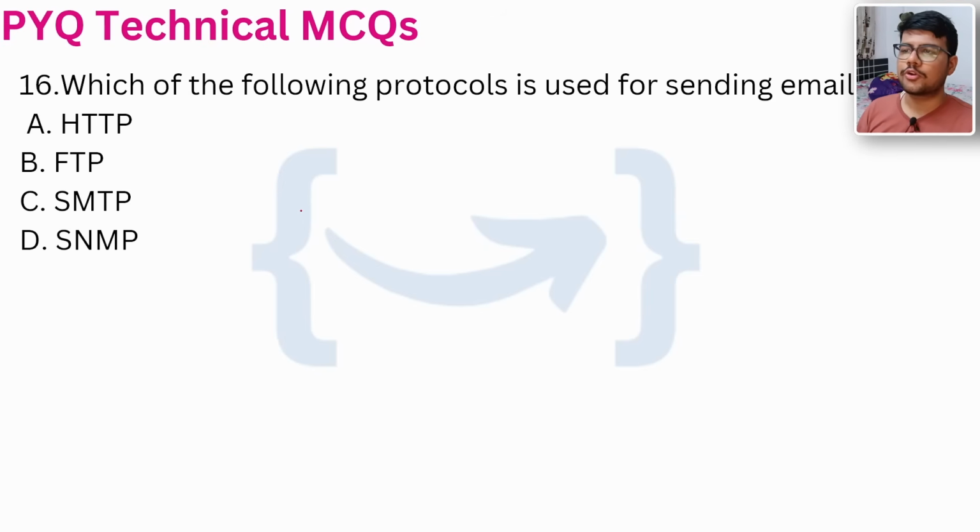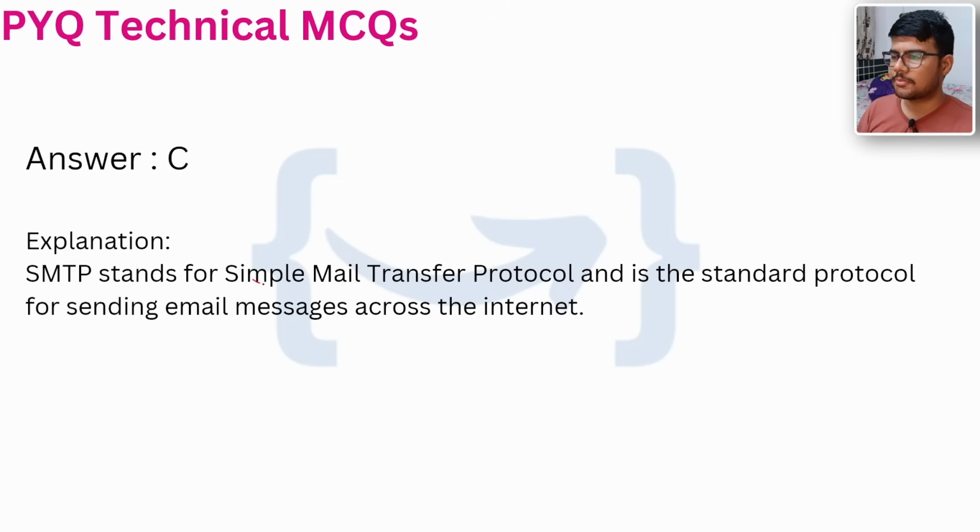Which of the following protocols is used for sending emails? SMTP protocol, Simple Mail Transfer Protocol, I guess. It stands for Simple Mail Transfer Protocol, and is the standard protocol for sending email messages across the internet.